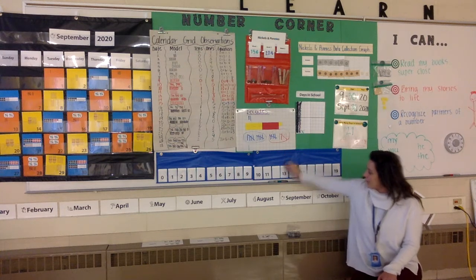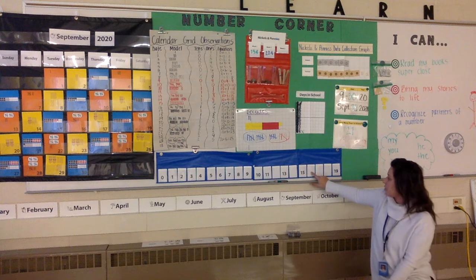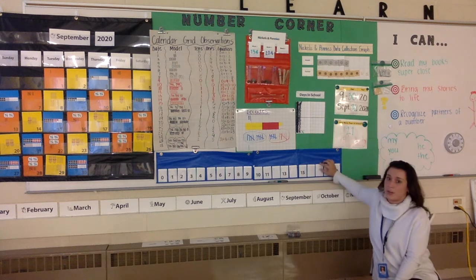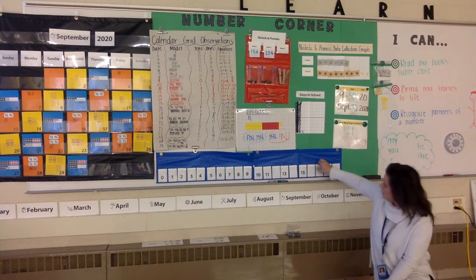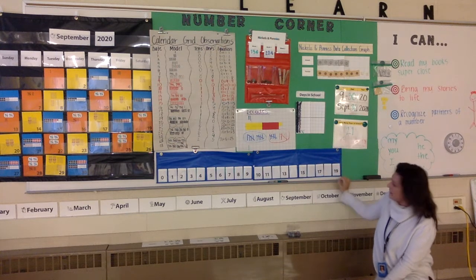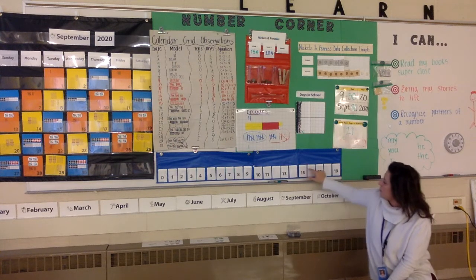It is 13. Skip one, we went to 15. Let's skip the next one. What do you think is going to be under here? So we're at 15, we skipped one. It is 17, and then we skip one and go to 19. So that's also counting by 2s. We skip count in between.